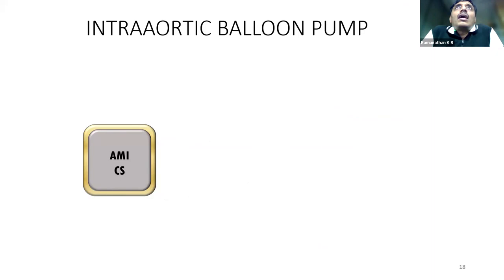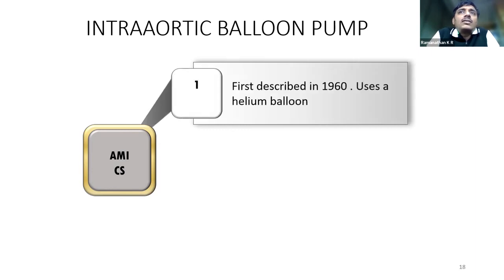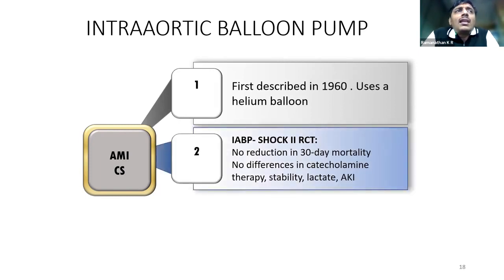However, in a less resourceful setting, you would find that when inotropes start increasing, or when you move from your first inotrope to the addition of a second inotrope, and clinically you get to see that your patient is worsening, one of the things that most physicians resort to is the intra-aortic balloon pump. Of course, this was described way back in 1960, and there have been enough publications, including the IABP Shock 2 trial, which showed that in the context of acute MI cardiogenic shock, IABP does not reduce your mortality, nor does it impact your catecholamine therapy or patient stability.